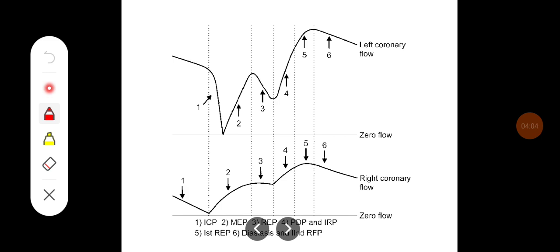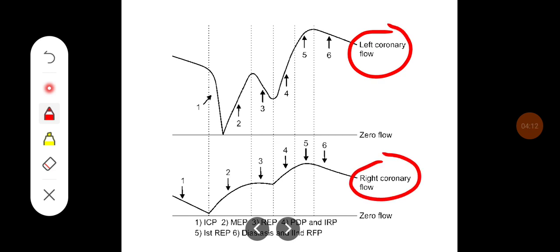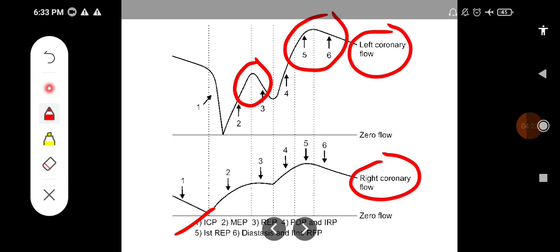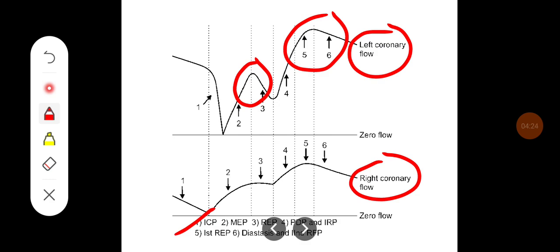This diagram shows the coronary circulation in the left coronary artery and the right coronary artery during the different phases of the cardiac cycle. You can see that during systole the blood flow is reduced and during diastole the blood flow is increased compared to the right coronary artery.